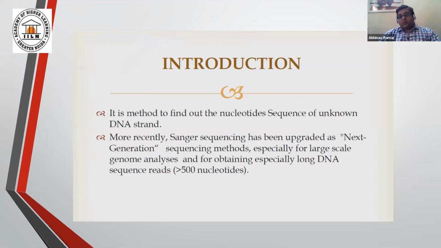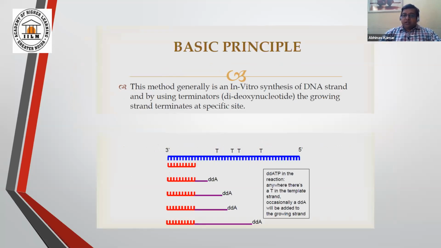And recently, you all have heard about next generation sequencing. This is actually the upgradation of the Sanger sequencing method, where large scale genome analysis is being done. So this is the basic principle: in vitro synthesis of a DNA strand, by using terminators. Terminators here are di-deoxynucleotides. There are 4 types of nucleotide, as I have said, A, T, C, G. Every nucleotide has its terminator in the form of a di-deoxy.